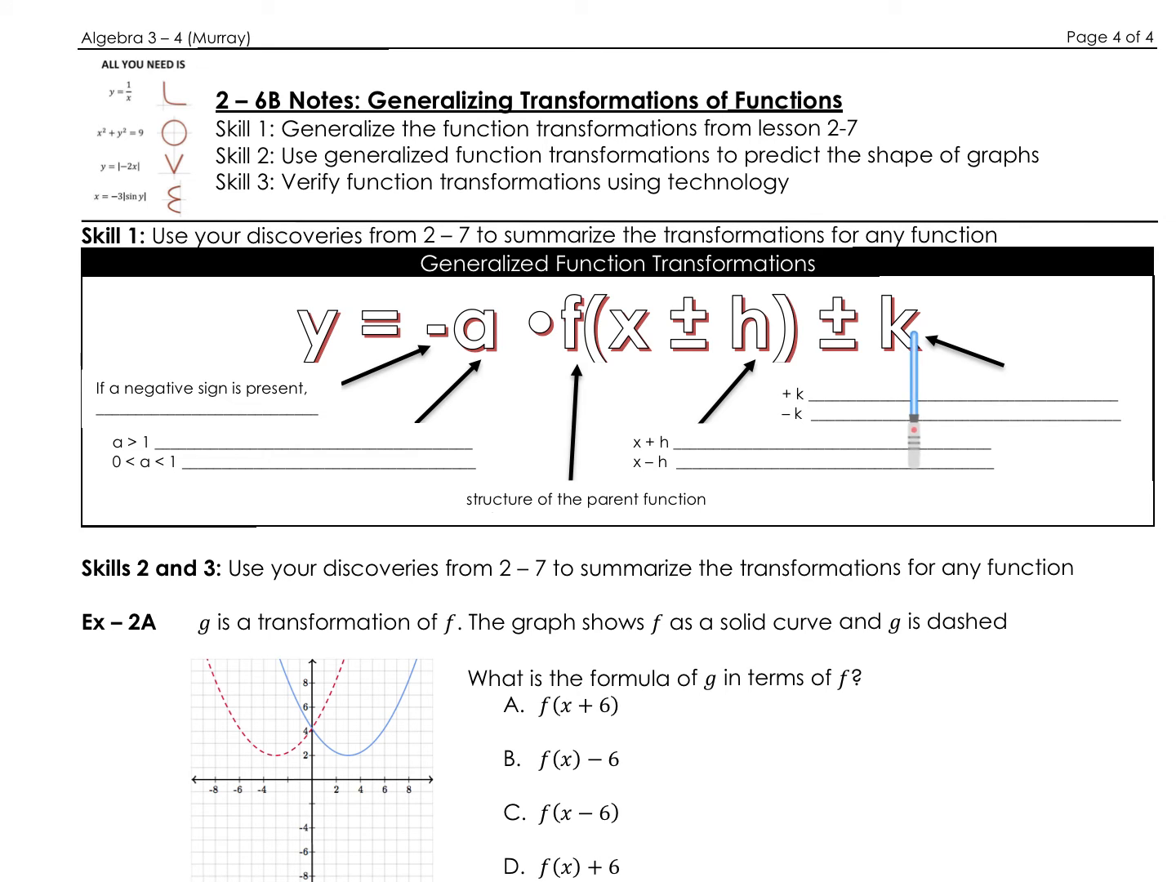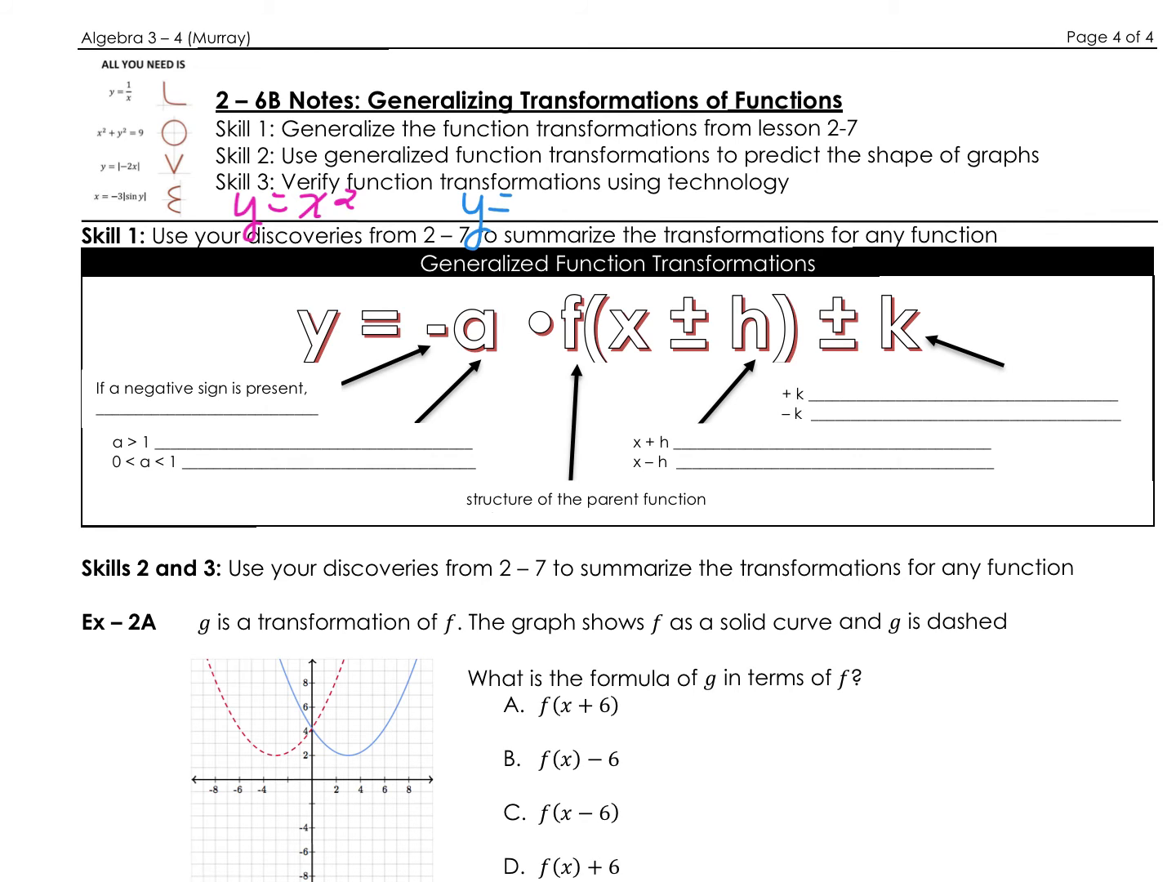So remember, the function is the function rule. And then this is going to possibly occur if you multiply something outside the function. And then if you have a negative, something happens. So I'm going to use the following parent function, the quadratic, y equals x squared. And then let's just say that I had the following transformations.